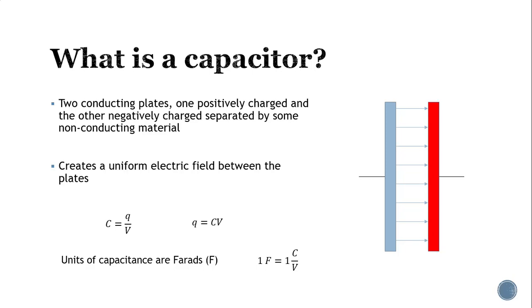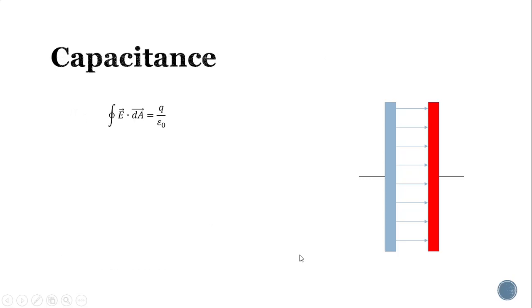If we use Gauss's law, this creates a uniform electric field between the two plates, and we can actually prove that's true. We define this value C, capacitance, as the charge stored on the plates divided by the voltage, or potential difference, across the plates. So I could write the charge on the plates as capacitance times potential difference. The units of capacitance are farads, and a farad is defined as a coulomb per volt.